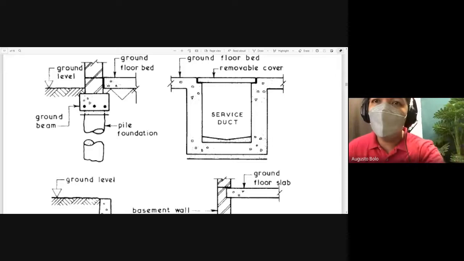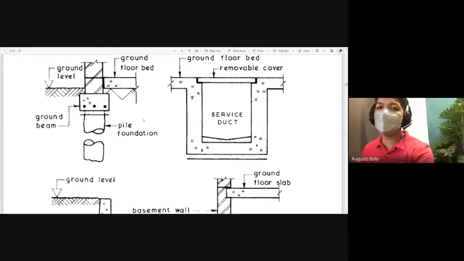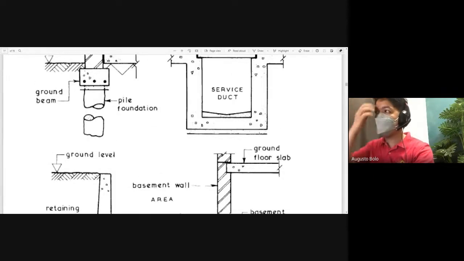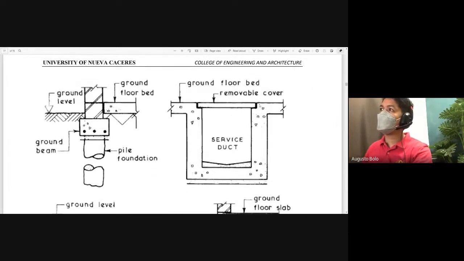Okay. So we also have here, ayan, on the right side we have the service duct. Ito naman ay sabihin natin catch basin. Catch basin, we have septic tank. Those are also below the surface of the ground. This can also be part of the substructure since hindi part ng core foundation system, but this is also part of the substructure kasi beneath siya eh.